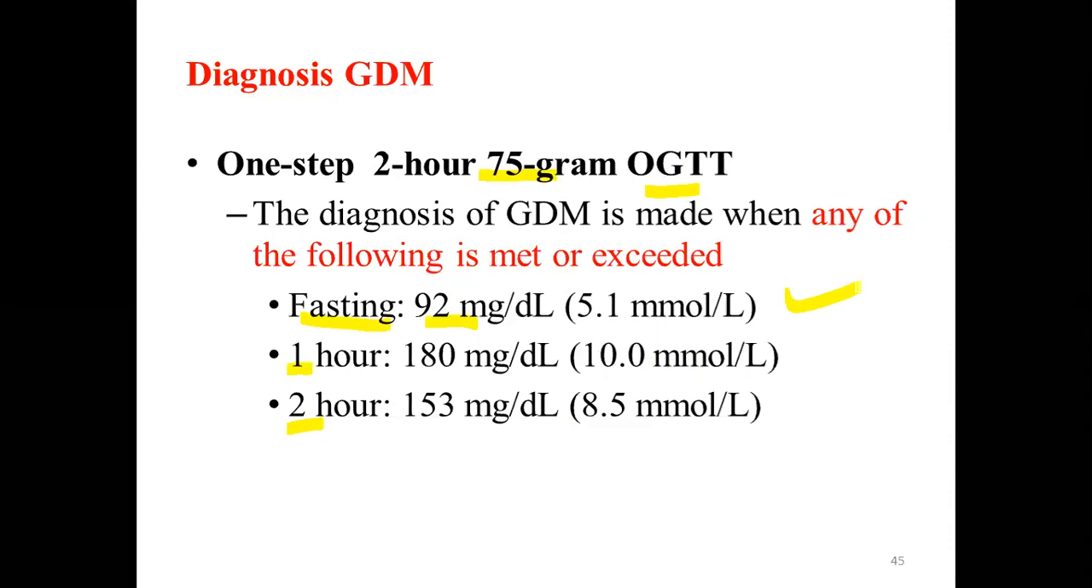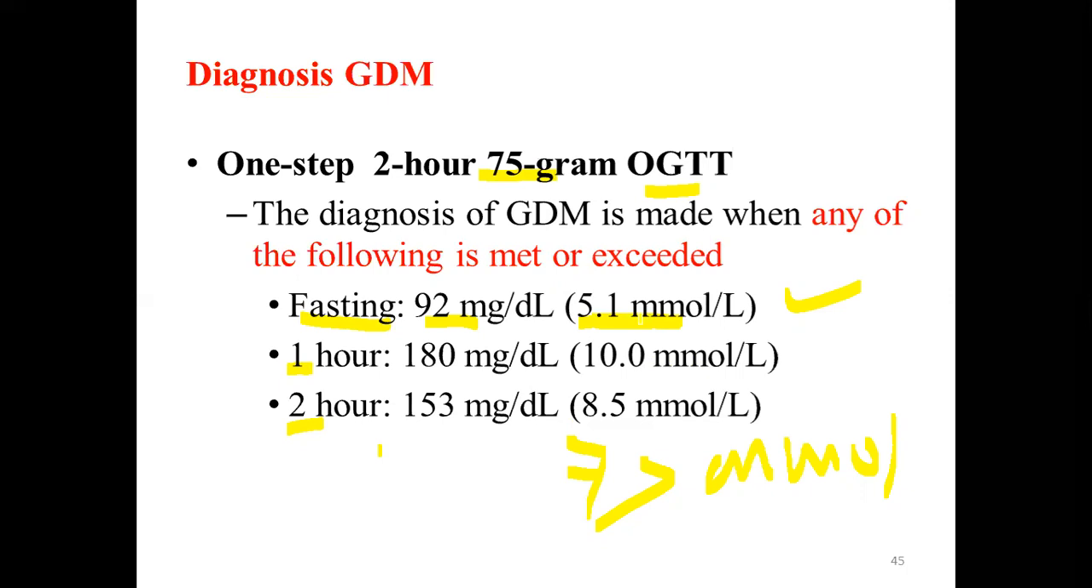Either fasting of 5.1, but please note the difference. In case of fasting blood sugar level, we have said the sugar level should be above 7 millimole for a normal individual, like for a non-pregnant woman. However, for a pregnant woman, the fasting sugar level cutoff point is usually lower. If it is above 5.1, we can say the patient is having gestational DM. And I will come later to why the fasting sugar level is low in gestational DM.